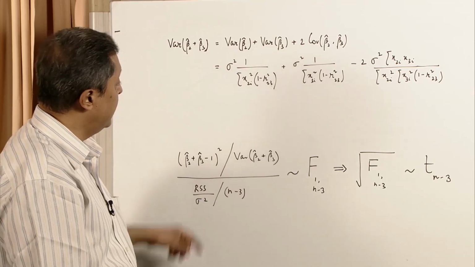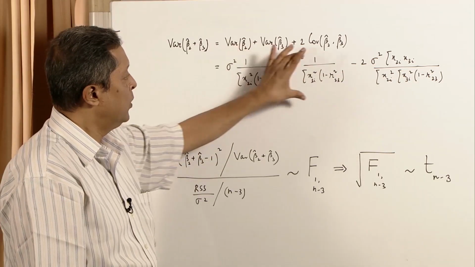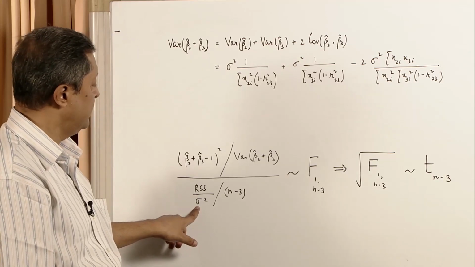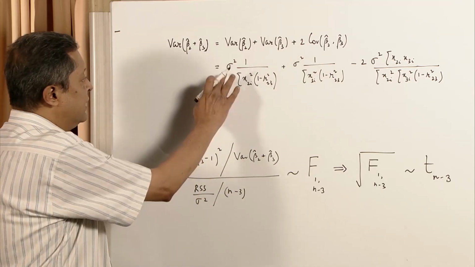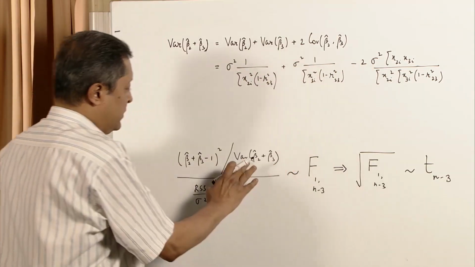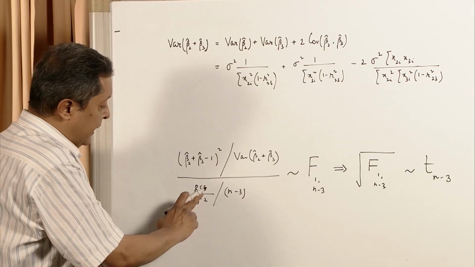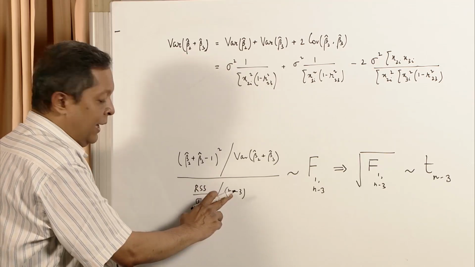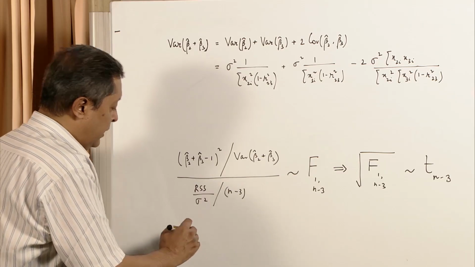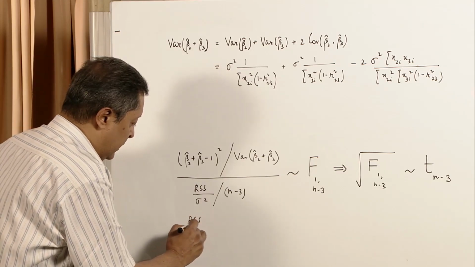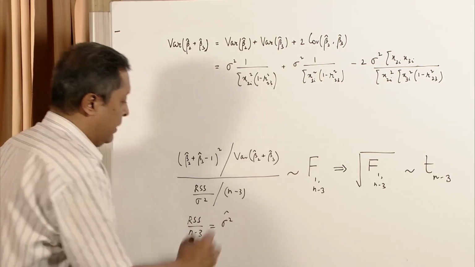You would have noticed that here we have the term sigma square in all the 3 components. In the denominator also we have this sigma square. So, we can safely cancel this sigma square from this variance expression and this sigma square in the denominator, and that leaves us with RSS by n minus 3. So, RSS by n minus 3 is nothing but the estimated value of sigma square.